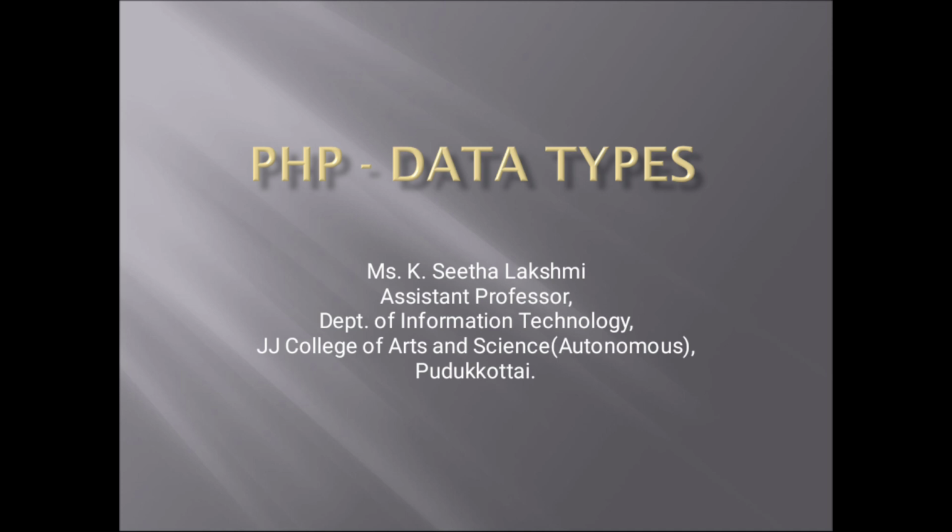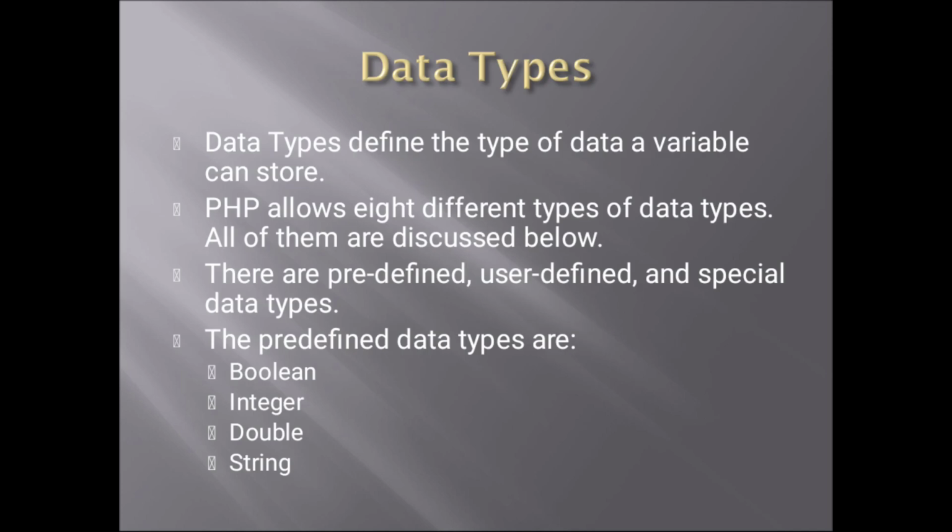Now I am going to talk about PHP. In PHP, what is meant by data types? Data types define the type of data a variable can store. PHP allows 8 different data types. All of them are discussed below. They are predefined, user defined, and special data types.